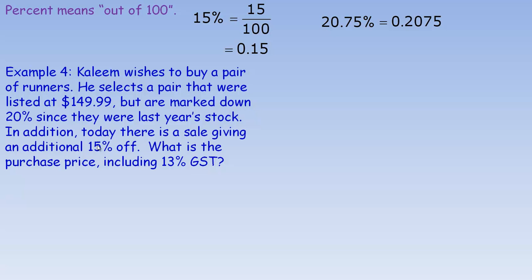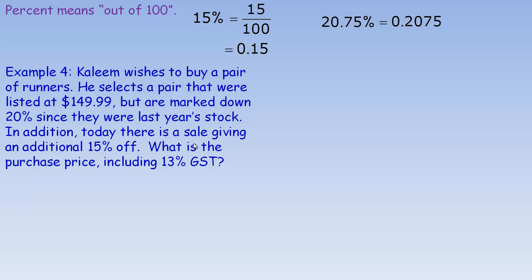Now, you cannot add the 20 and the 15 and say it's 35% off, because the discounts generally are done one at a time. So after you've taken 20% off of $149.99, the purchase price is going to be smaller, and then the 15% comes off of that. So you do have to do them one at a time.